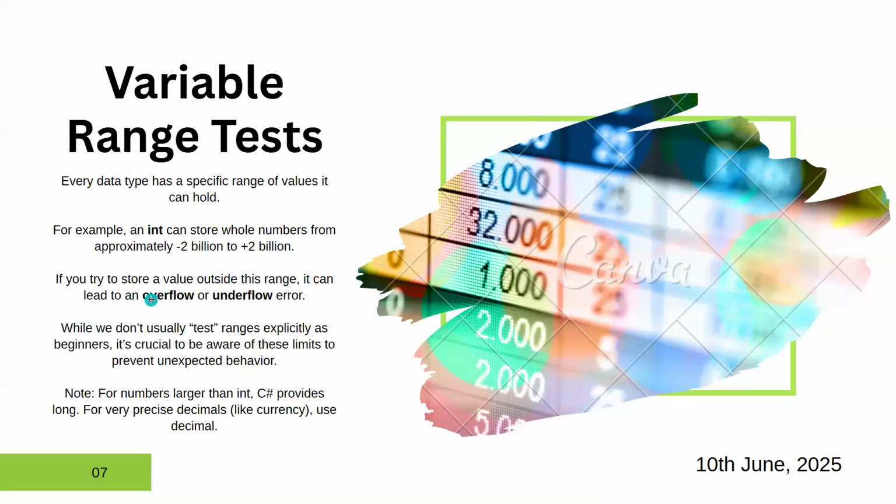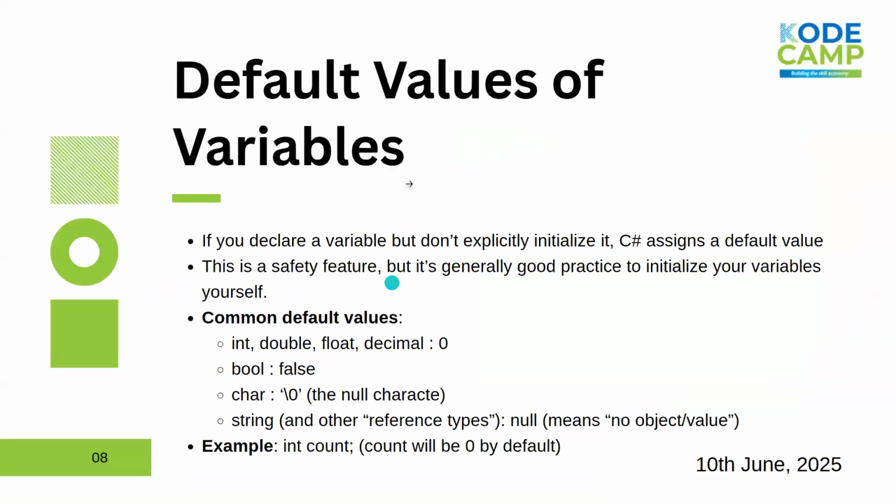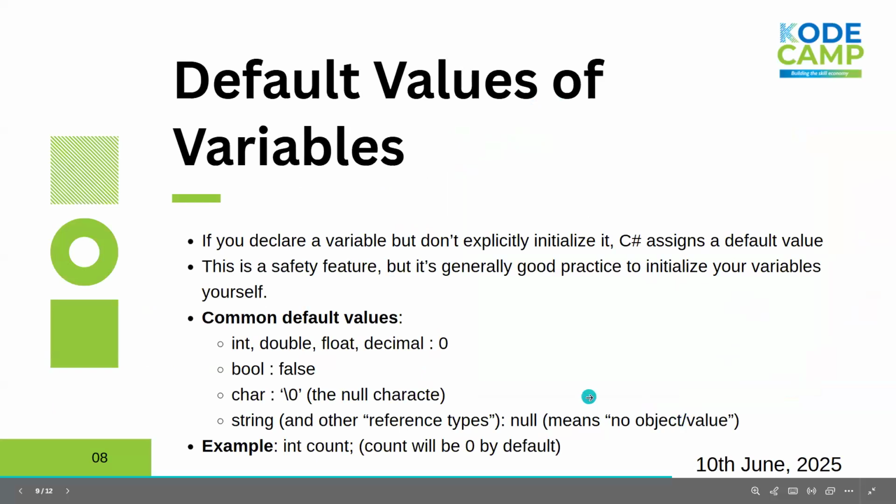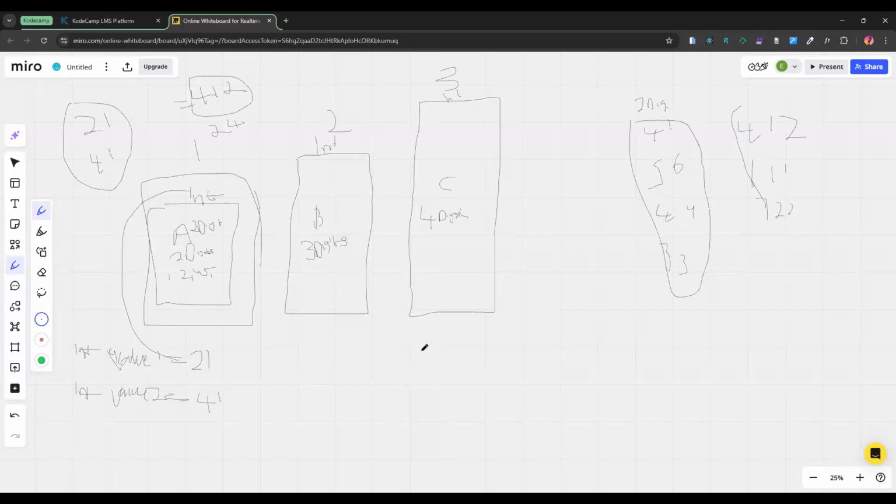All right. Let's proceed. Default values of variables. So when I mean default values of variables, and you are asked to declare a variable, I have a variable called, let's say, age. And what's the data type of this age? Int.